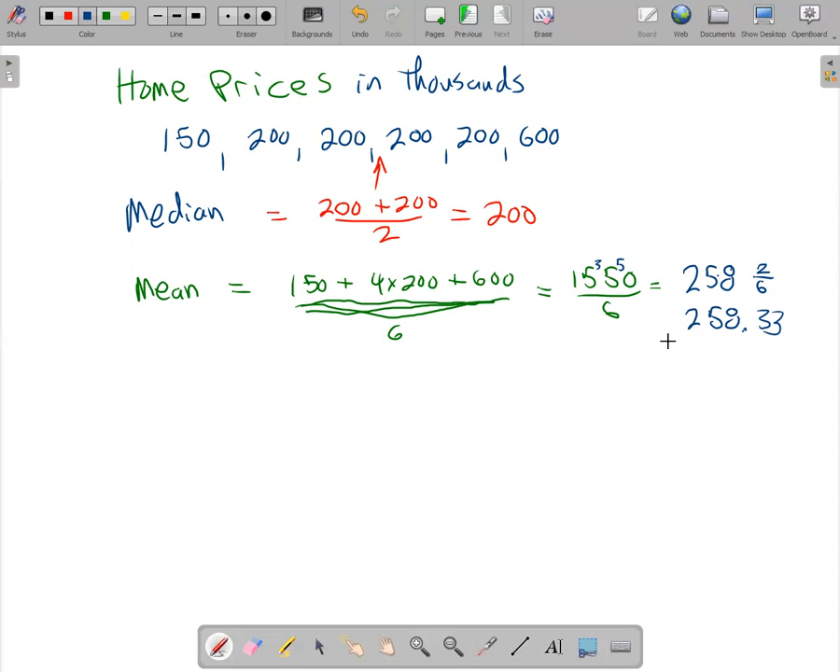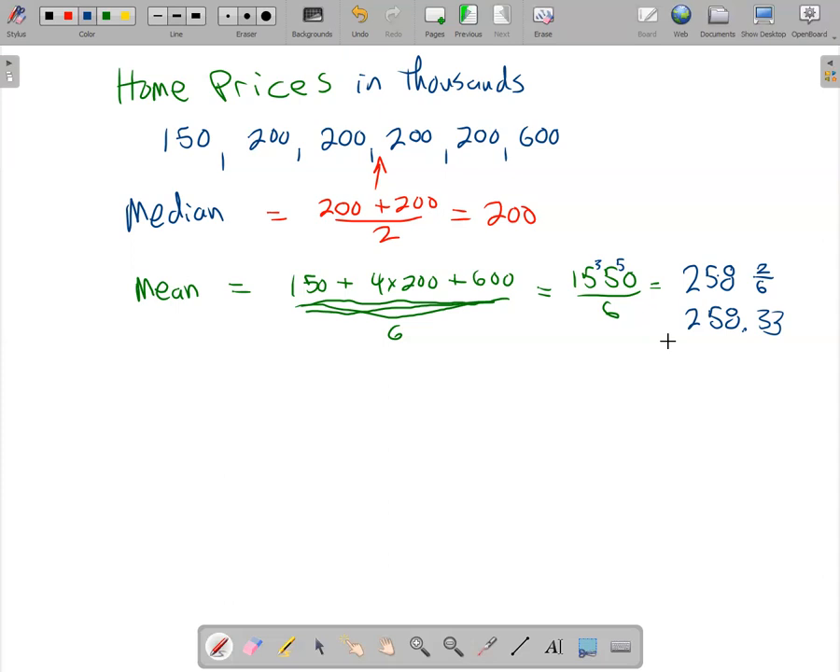So in this case, because that 600 is so far out compared to the rest of them, it's kind of skewing the mean as a measure of center. Is 258.33 the average? Yeah, it is. But in terms of describing a more meaningful answer for the middle of these numbers, I would say 200 is more meaningful because the 600 seems unusually large compared to the rest of the houses.